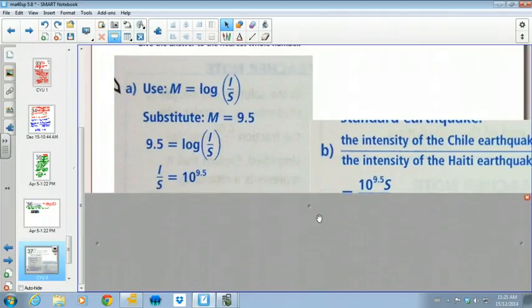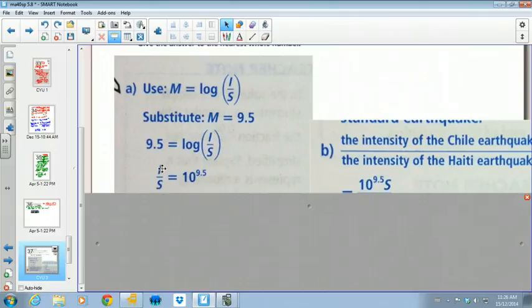And the question was, calculate the intensity of the earthquake in terms of a standard earthquake. They want to know how much more intense was it versus the standard earthquake. Was it twice as intense? Was it 10 times more intense? How would we work that out? Cameron? S is your standard earthquake, right? So do we want to know how much times greater than S it was? Because S is your standard earthquake intensity.